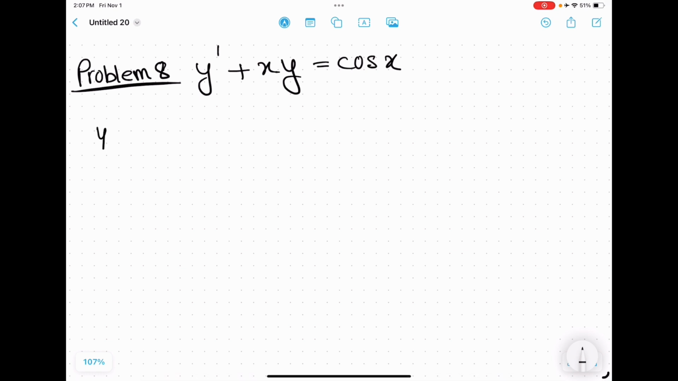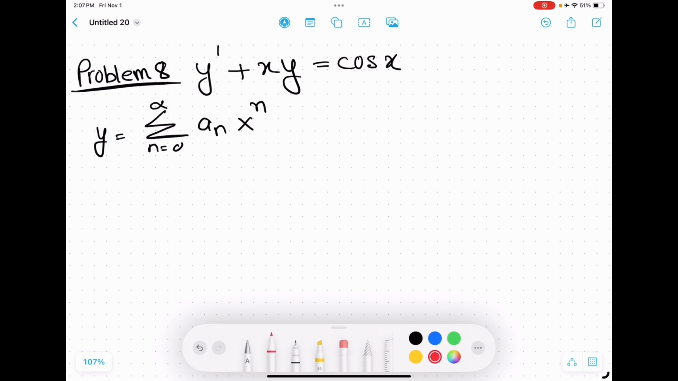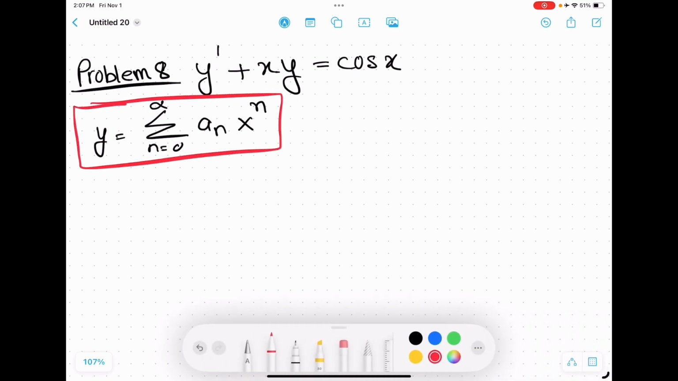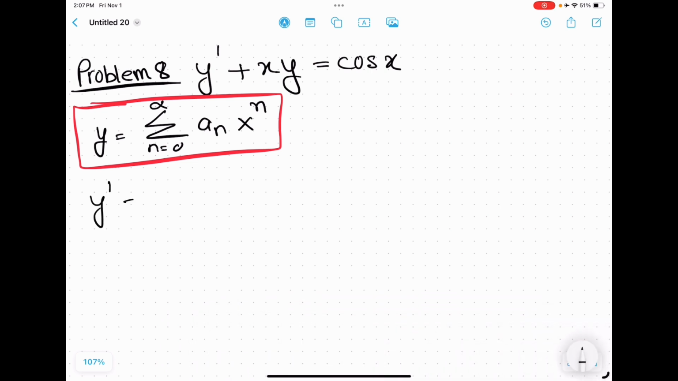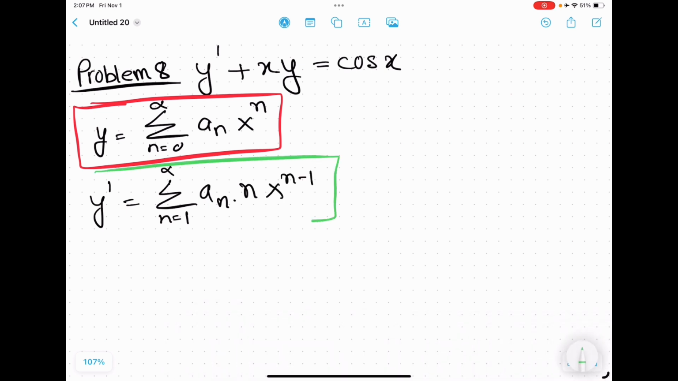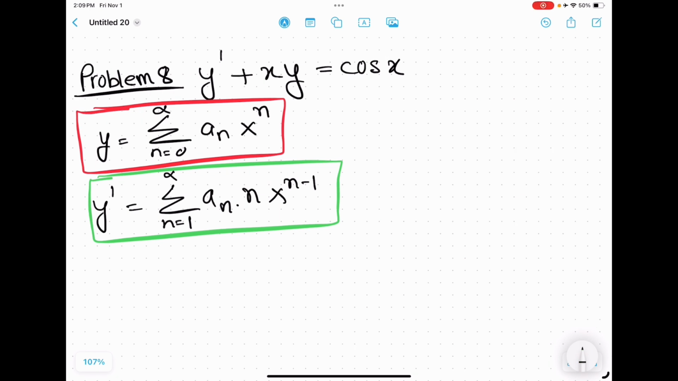So we already know my y is summation n equal to 0 to infinity a sub n x to the power n, and you'll already know this goes under a red box. And then I have my y prime, which is summation n equal to 1 to infinity a sub n times x to the power n minus 1, which goes in our green box. Now today's problem doesn't include our y double prime, which means we do not have to write that over here. So let's go ahead and do that.